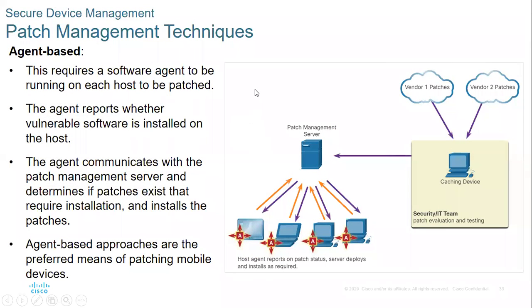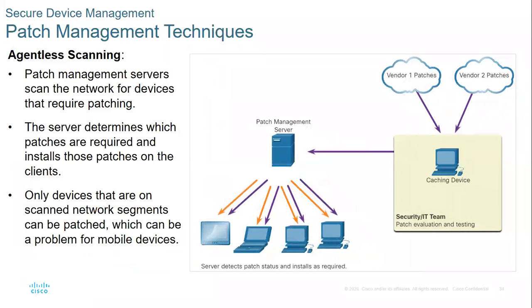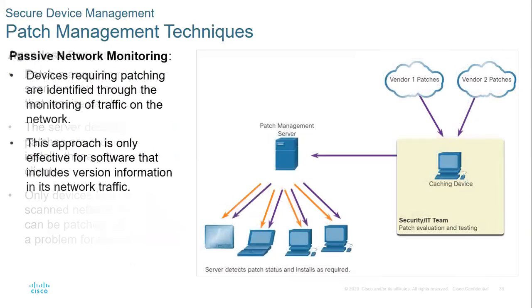We have different patching techniques. There is what is known as agent-based, meaning that on these end devices we install agents, and those agents are responsible for patching the end devices. Or we can have what is known as agentless scanning, meaning we don't install anything on these devices. The patching comes directly from the patch server. Or we can use passive network monitoring. This server monitors the network, and from there it can tell which device needs patching.